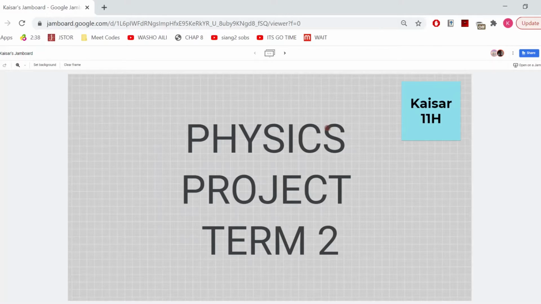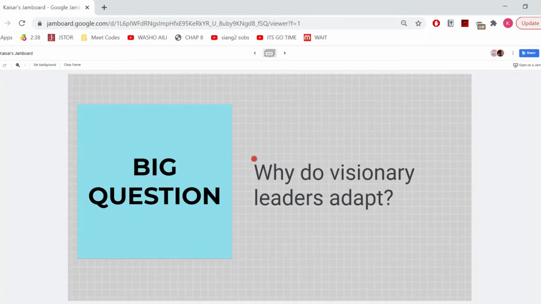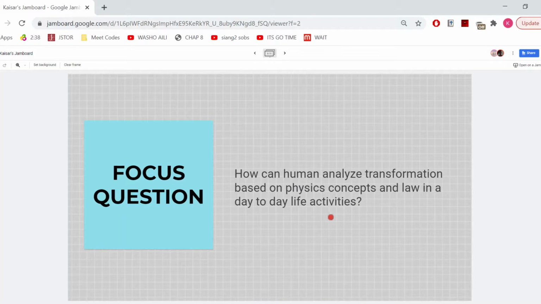Right, moving on, we have the big question this term, which is why do visionary leaders adapt? And we have the focus question, which is how can humans analyze transformation based on physics concepts and law in a day-to-day life activity?